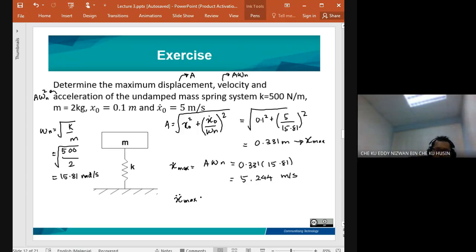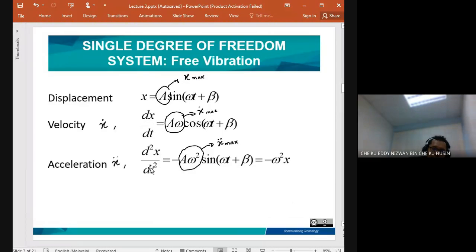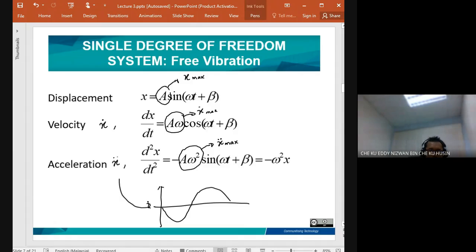Then maximum acceleration. There were a lot of students in the previous semester who made a common mistake here. The question asks for the maximum acceleration, but students include the minus sign. The minus sign just refers to the phase angle, meaning it is a sinusoidal function that goes in the opposite direction. But the maximum we still take as the maximum.